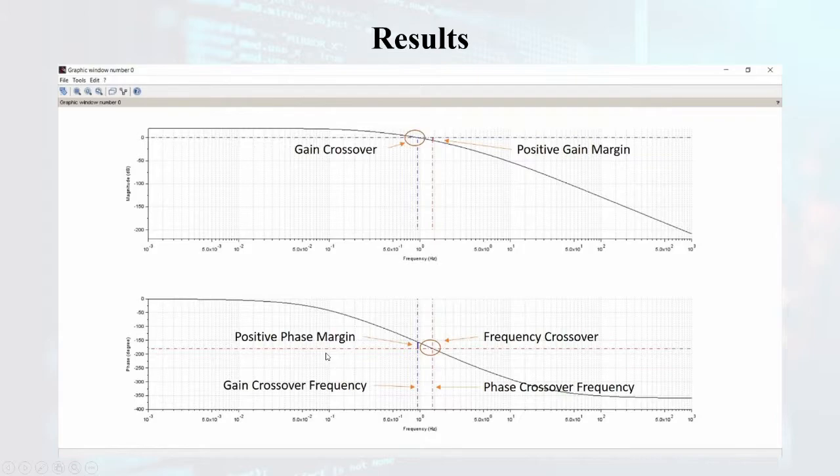By intersecting the phase plot with the minus 180 degree axis, there is a crossover frequency. So this frequency is called the phase crossover frequency. From that, the gain margin can be determined in the graph, and the gain margin is positive.